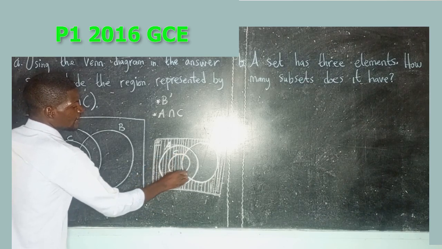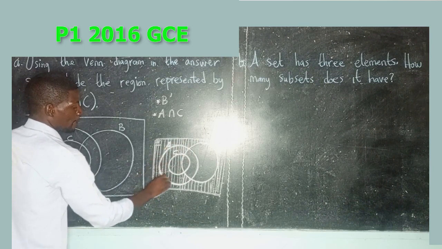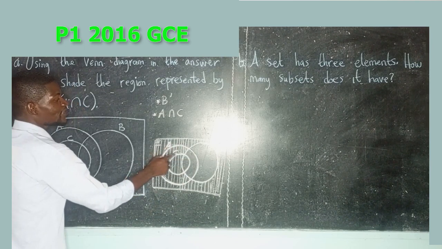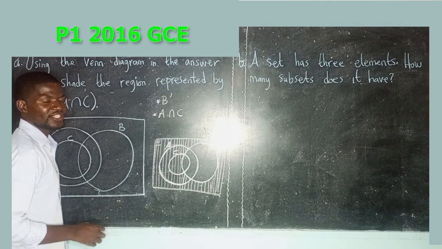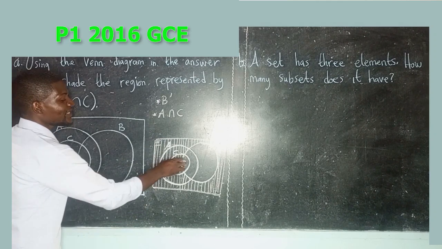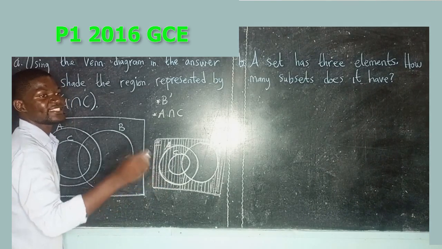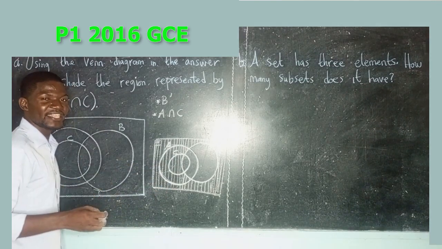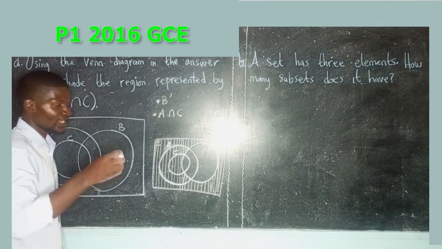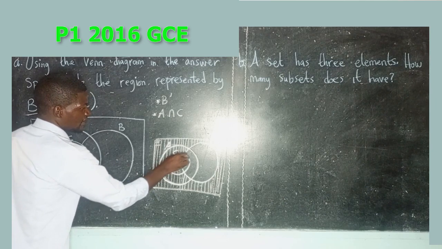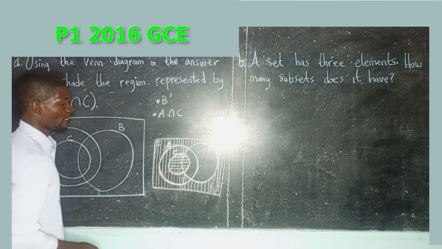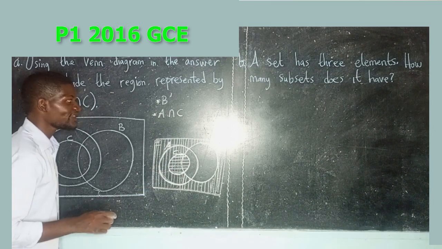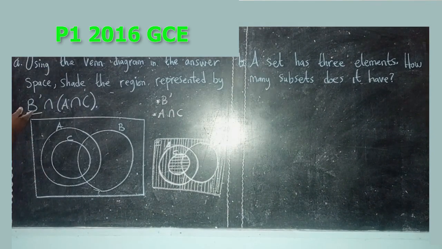When you look at our diagram here, we notice that C is a subset of set A. Because C is a subset of set A, the entire set C is also A intersection C, because everything that is found in C is also found in A. So we shade the entire C. Now, the answer that we are looking for is B complement intersection A intersection C.